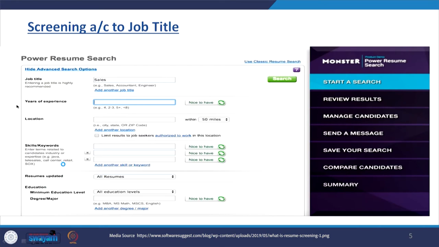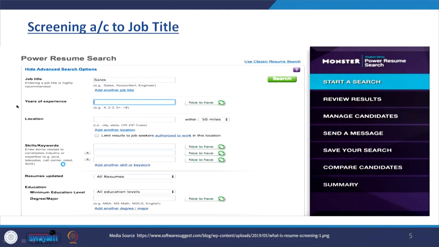You can't say, "There is marketing, sir, and marketing includes sales, so therefore my application should be considered." You have to be very specific: do you have experience of sales or not? If I do not have sales, but I have advertisements and the like, then it does not make any sense. If sales is required, sales has to be there. Then the years of experience, which I have already mentioned, then the locations, skill keywords. Here it is the job title that becomes the search, and it has to be sales.